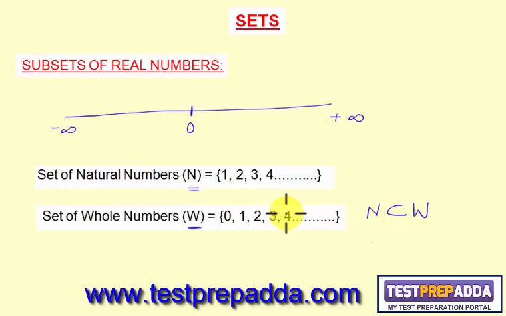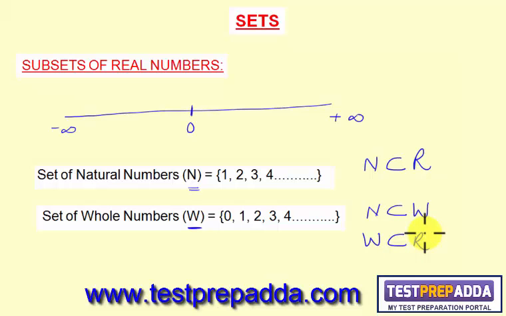Got it? And this set of natural numbers is the subset of real numbers also. So I can write N is a subset of R. And this W is also a subset of R. So I can write W is a subset of R.